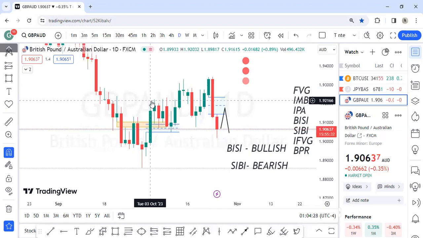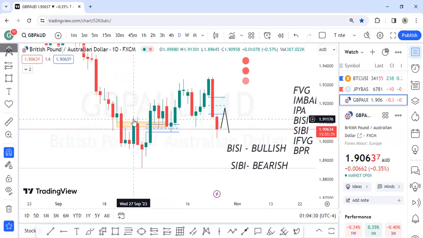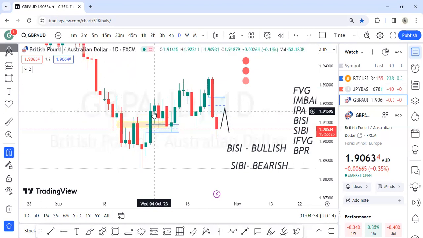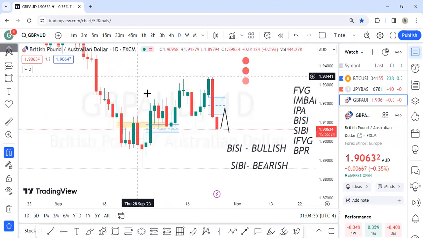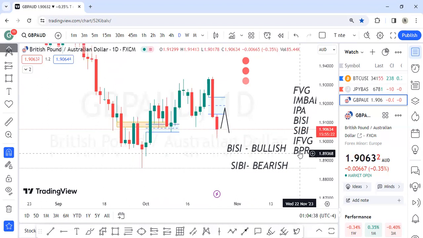And usually, I like to see when they're very, very symmetrical. And this one's not really symmetrical. I can see that it did not really overlap very well. But when you see the imbalances overlap very well, we refer to that as a balance price range.